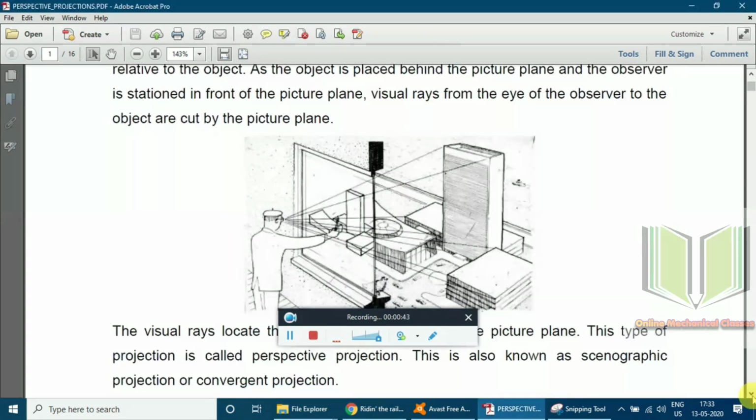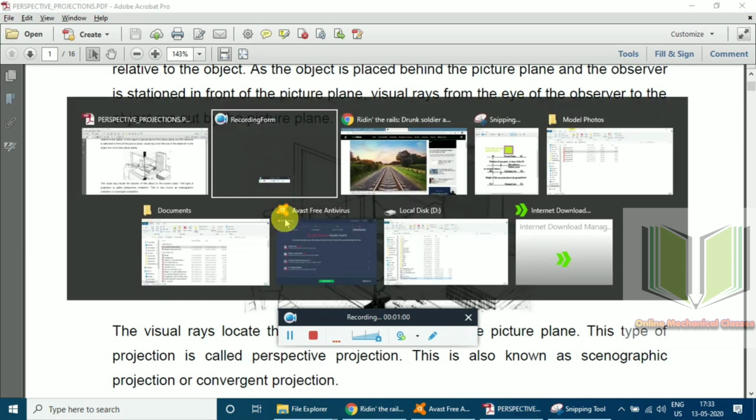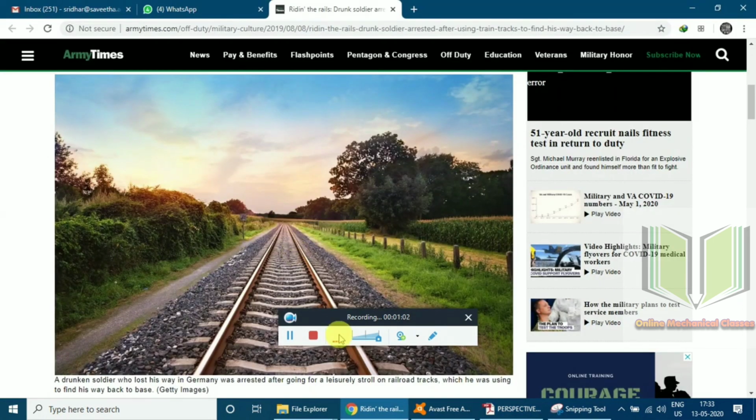You can see this diagram. This person is viewing this object, a real-time scenario. All these points of the object are converging to a single point, and that point is called a vanishing point. For better understanding, you can see this.